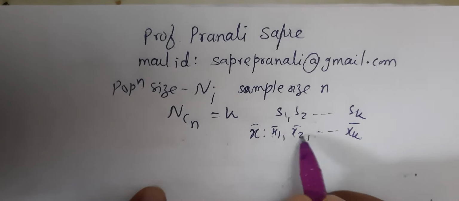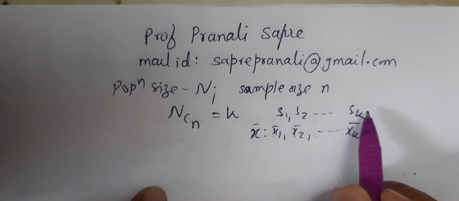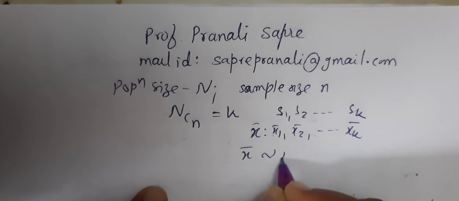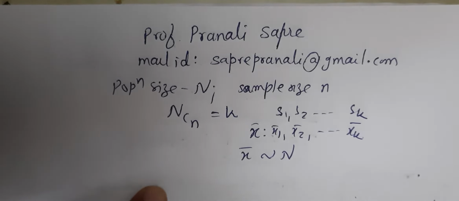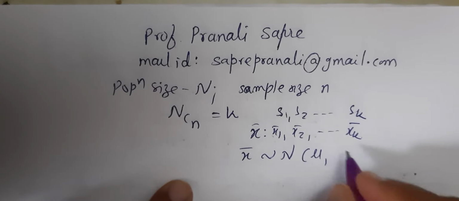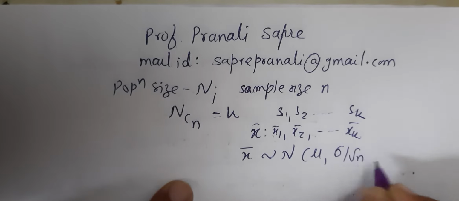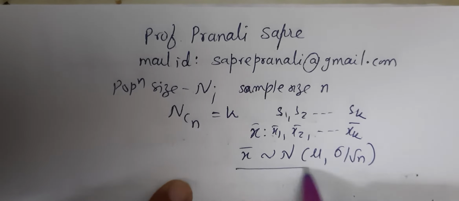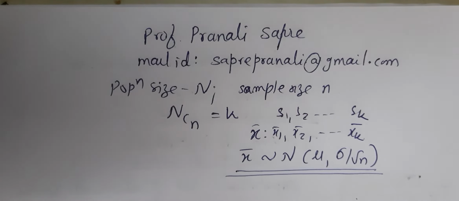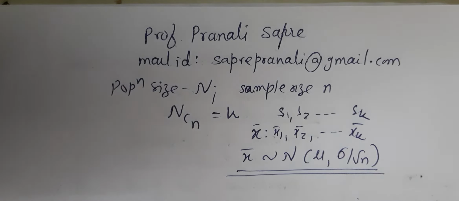What are these x1 bar, x2 bar? These are the mean of each sample. Then this x bar always follows normal distribution, whose mean is mu and standard deviation is sigma upon root n. And this result, whatever we saw in the previous video, is called the sampling distribution.